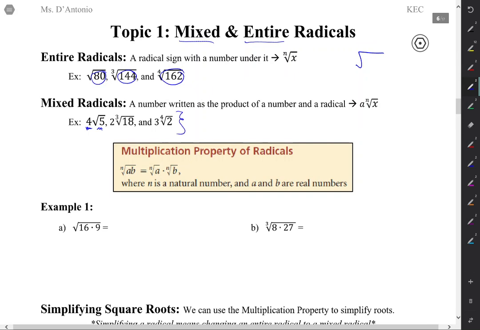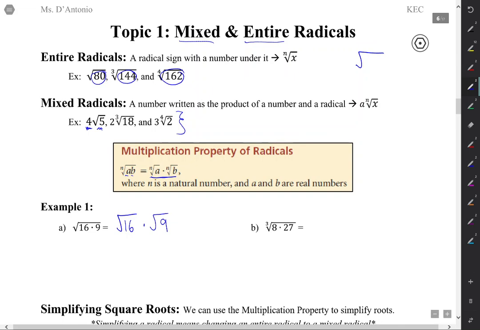So now let's look at the multiplication property of radicals. What this property is that if you have two numbers being multiplied underneath the radical sign, we can actually write them separately like this. So for instance, in example 1 here, we have 16 times 9 being multiplied underneath that radical sign. Well, we can actually rewrite it as the square root of 16 times the square root of 9. Like that, we can separate them.